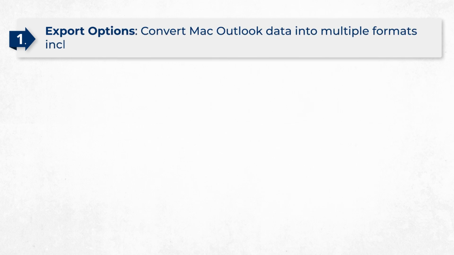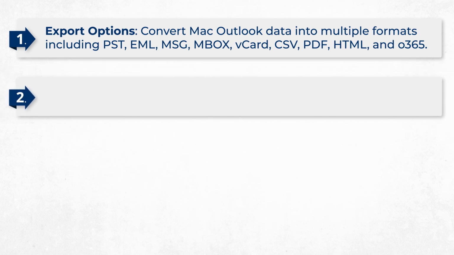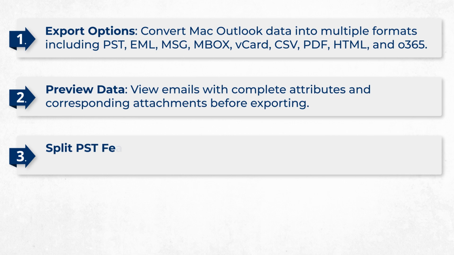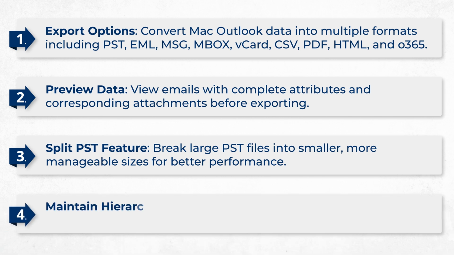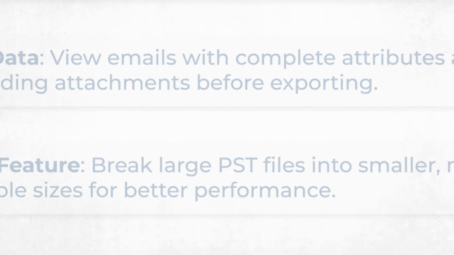Export options. Convert Mac Outlook data into multiple formats including PST, EML, MSG, MBOX, vCard, CSV, PDF, HTML, and Office 365. Preview data. View emails with complete attributes and corresponding attachments before exporting. Split PST feature. Break large PST files into smaller, more manageable sizes for better performance. Maintain hierarchy. Preserve the original folder structure during Mac Outlook to PST export for organized data access.